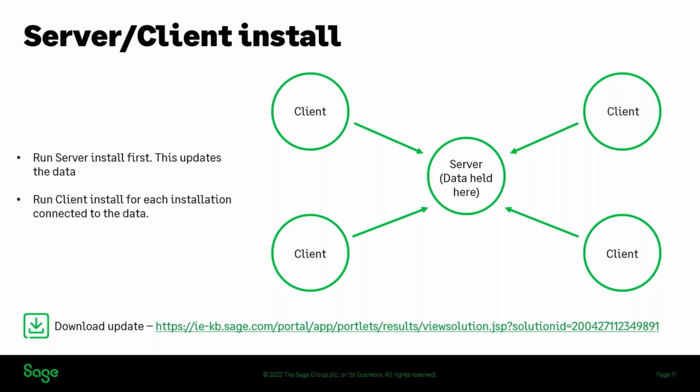Now, if you did it the other way around, this is when you start to get into a few error messages. But that's the server client installation. And as I mentioned, that's the only time you'll need to run the install twice, which is when you run the install for server, then run it again for client, and it's just updating both the program and your data.